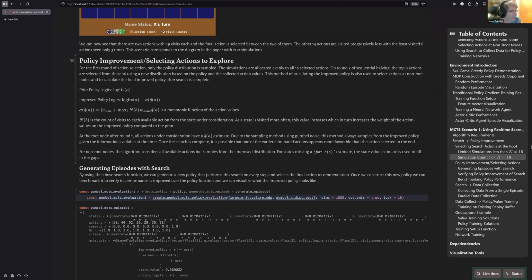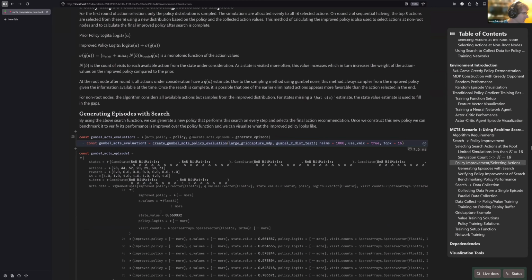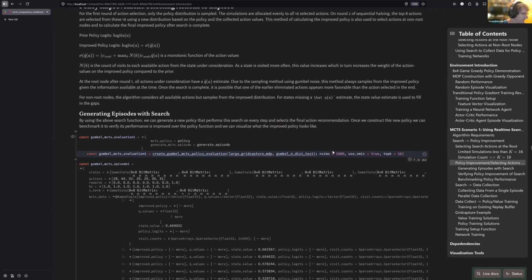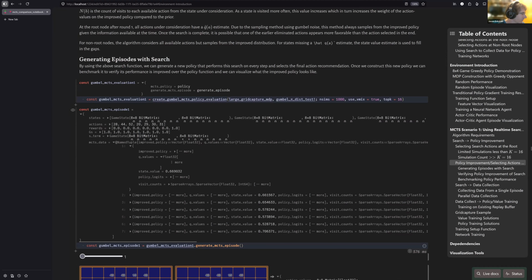Now we can actually verify that this whole search process leads to an improvement. First, we have to do something here. This is a function that takes the parameters of the search that I want to use, and it produces a function that allows me to generate an episode, not just using the original policy, but using the search policy. I'm going to call this a Gumbel MCTS episode.